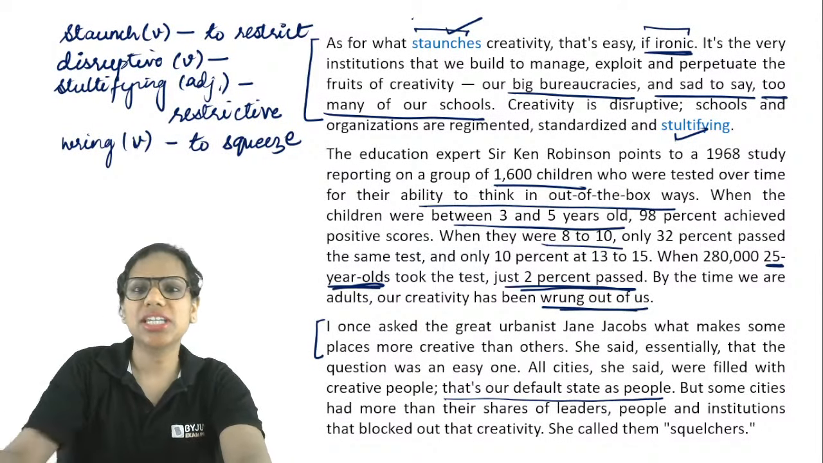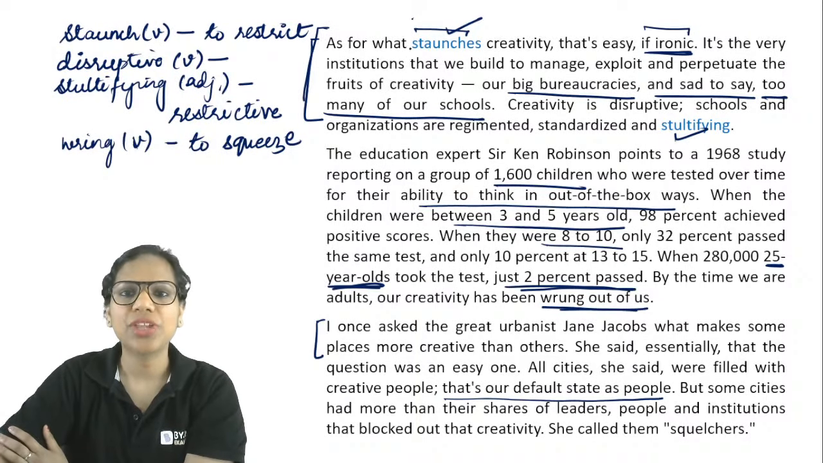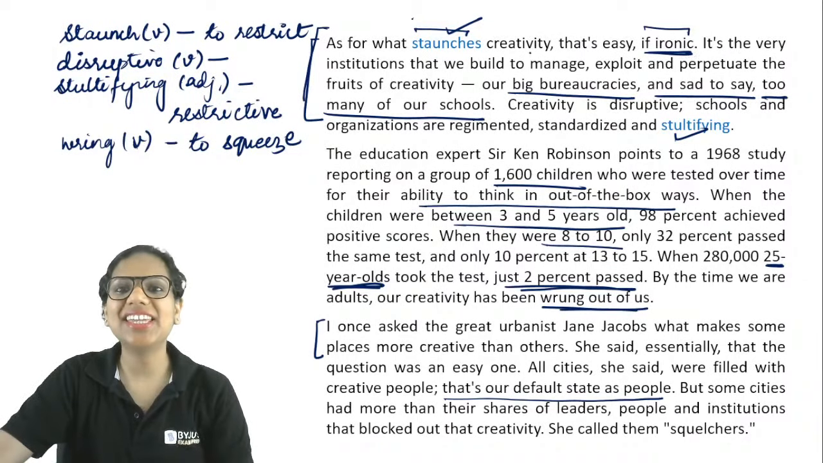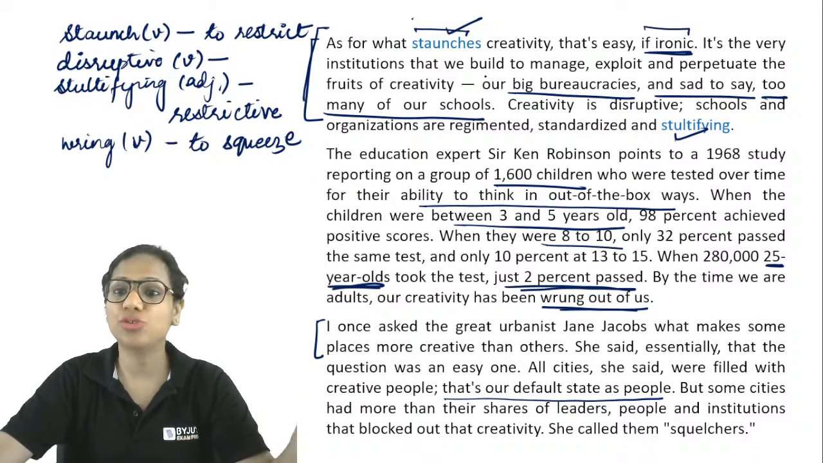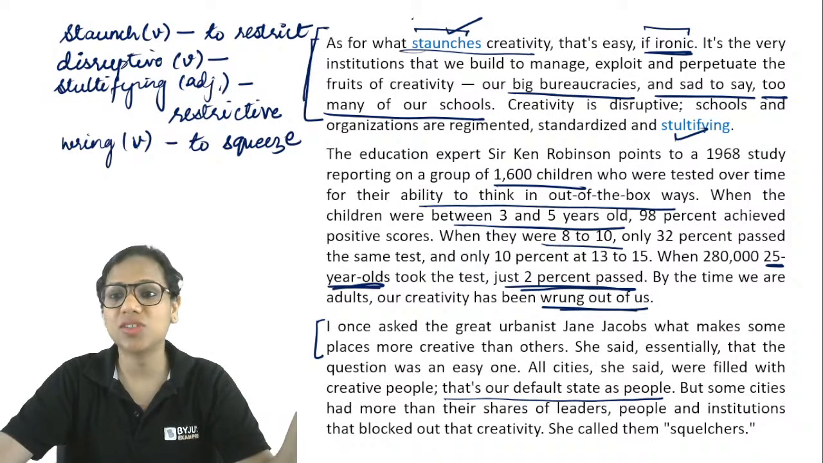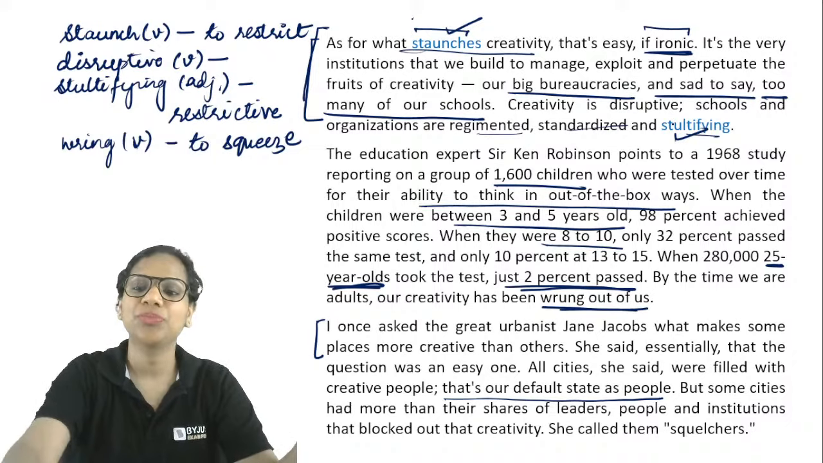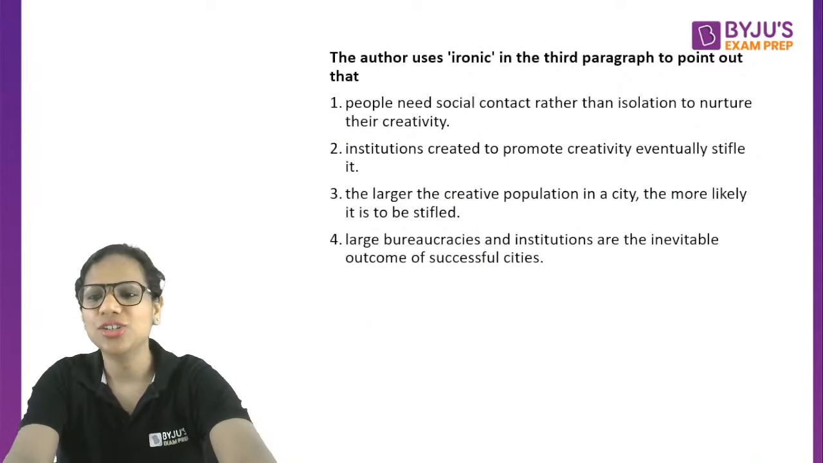As for what staunches creativity, so now you again need to remember this, although it was stated in so and so paragraph. As for what staunches creativity, that's easy. If ironic, it's the very institutions that we build to manage, exploit, and perpetuate the fruits of creativity. Our big bureaucracies, and sad to say, too many of our schools. These are the ones that end up staunching creativity. Okay, creativity is disruptive. Schools and organizations are regimented, standardized, and stultifying. Okay, so now based on this, tell me what the answer should be.